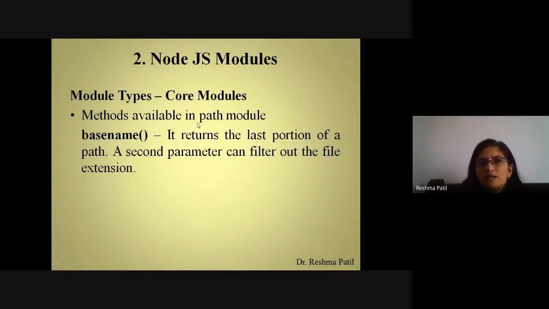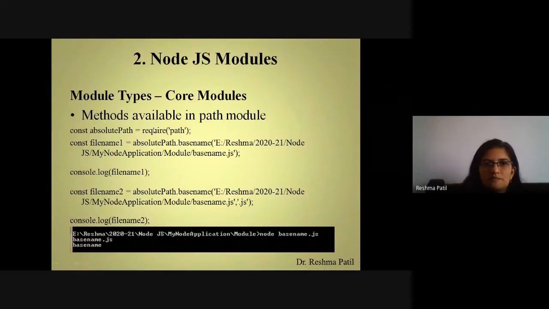Methods available in the path module. They have given some examples of how to work with this module. The first method of the path module is basename. Basename means it returns the last portion of a path. If you have written some path, then it will return the last portion of your path. A second parameter can filter out the file extension. So we will see how to use this basename.